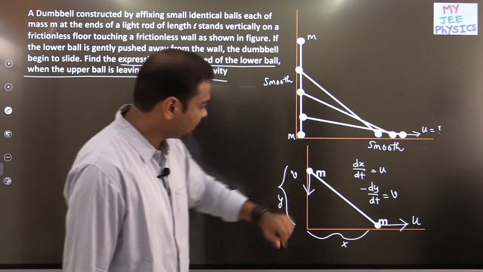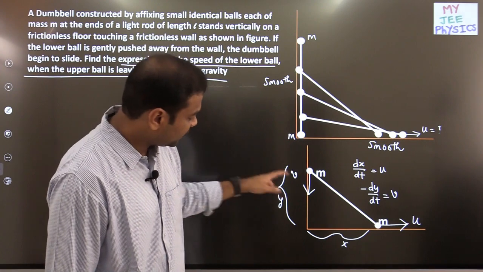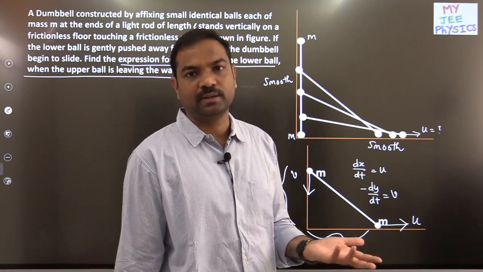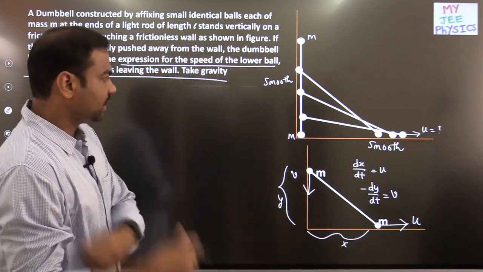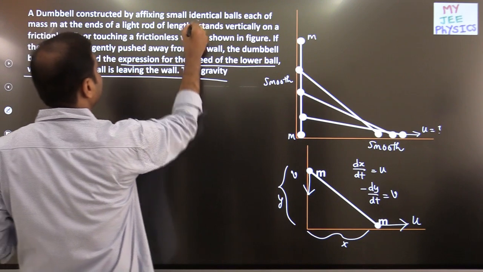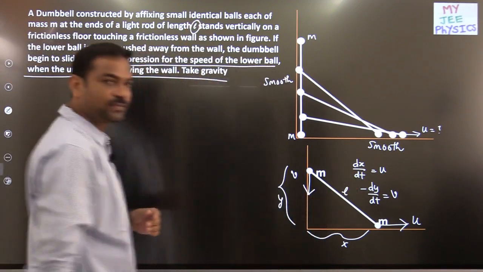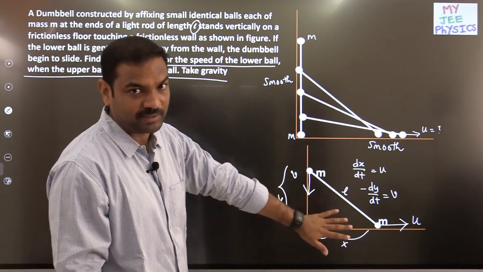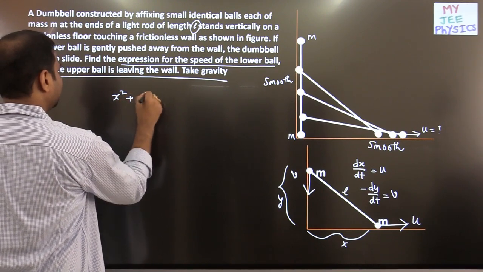Why am I writing minus? Because as x is increasing, y decreases. As the ball is falling down, y decreases, and a decrease we represent in the derivative with a negative sign. Now they have given the length of the rod also, which is L. If these are the variables, then I can relate them: x square plus y square is equal to L square.